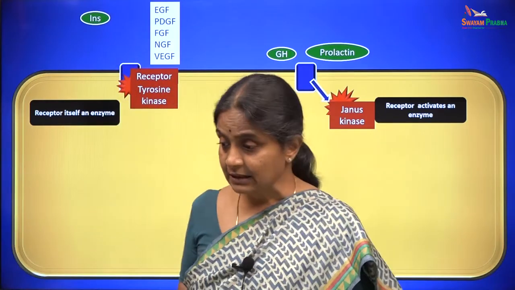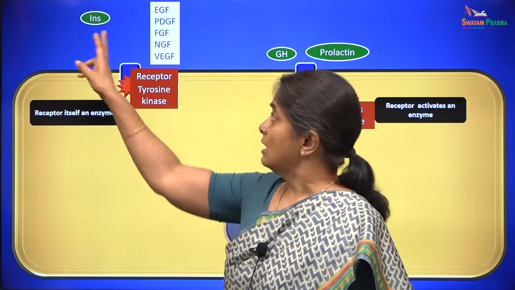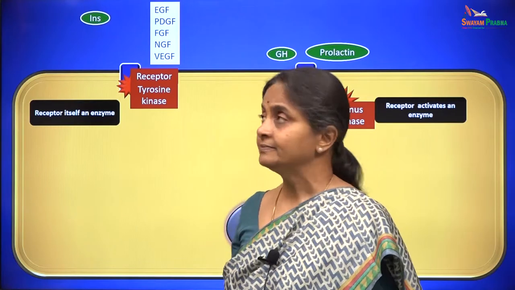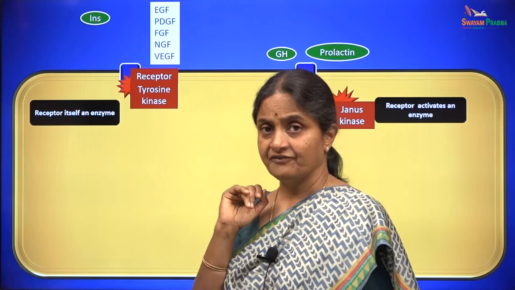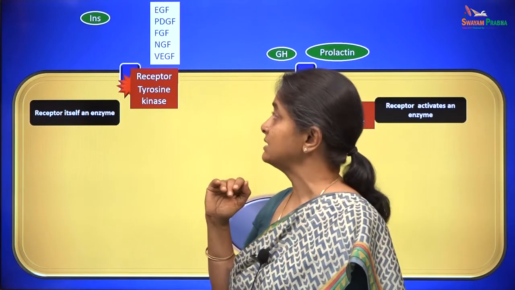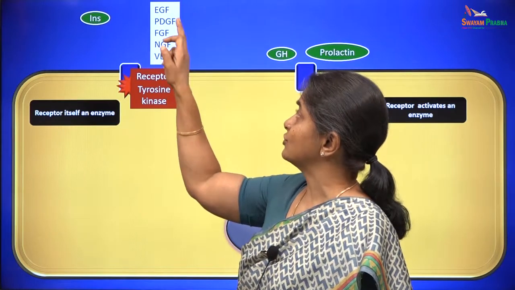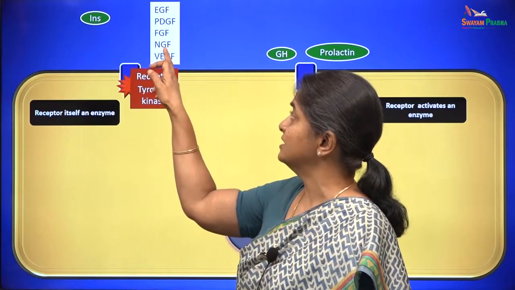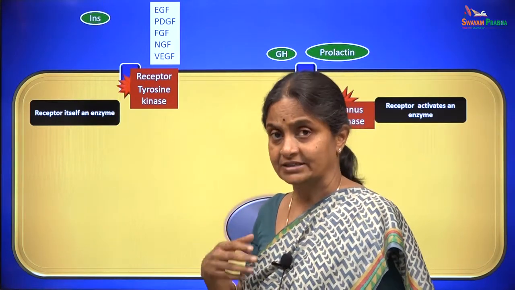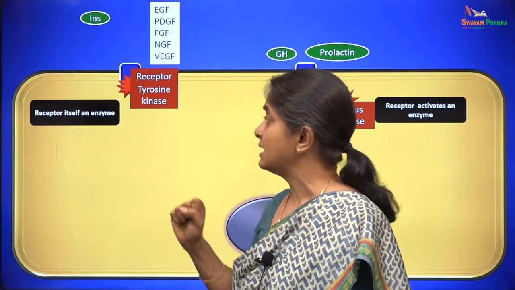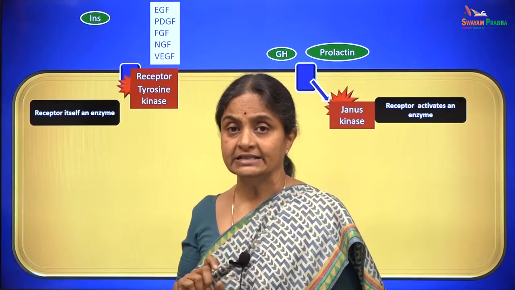Now, if you look at the ligands which bind to receptor tyrosine kinase, other than the hormone insulin, these paracrine factors or autocrine factors, the epidermal growth factor, platelet-derived growth factor, fibroblast growth factor, nerve growth factor, vascular endothelial growth factor, all these growth factors, including insulin-like growth factor, their receptors are receptor tyrosine kinases themselves.